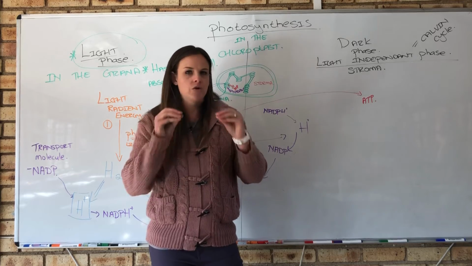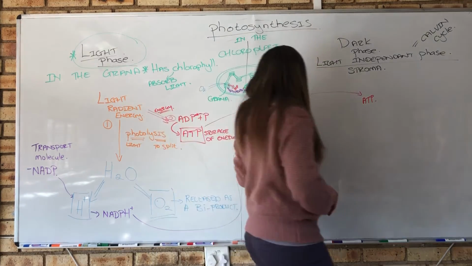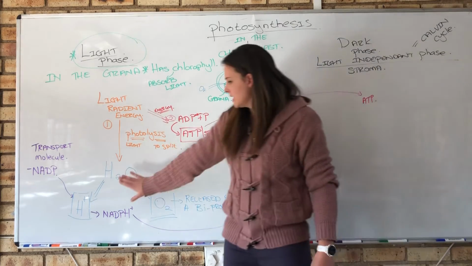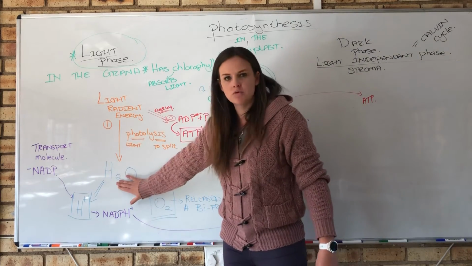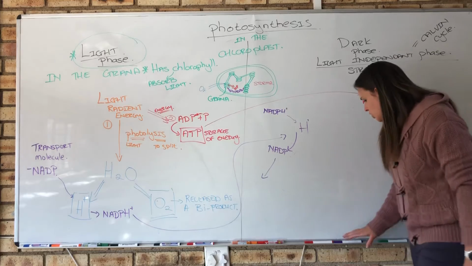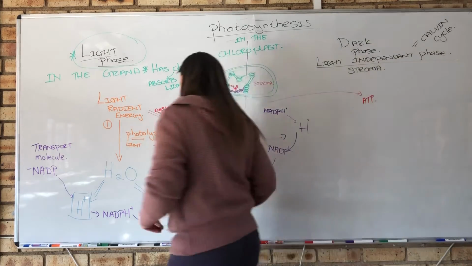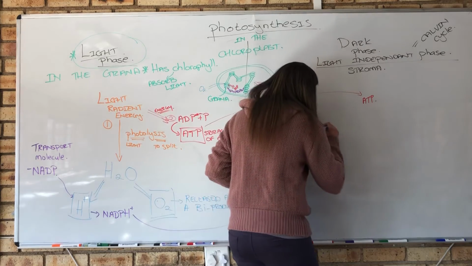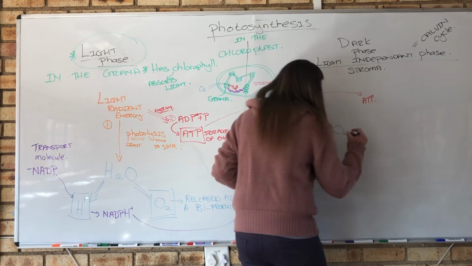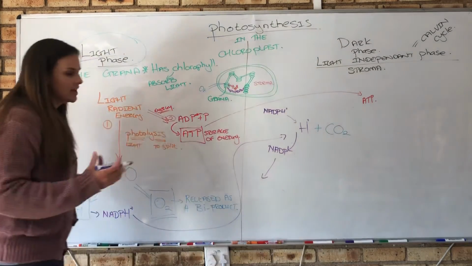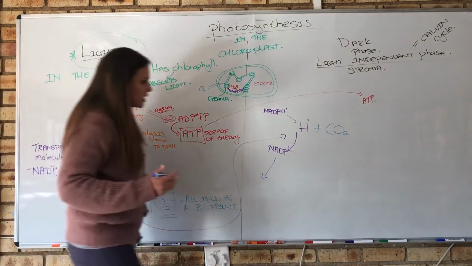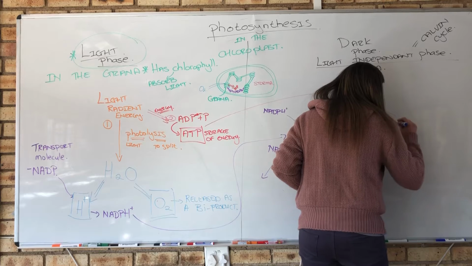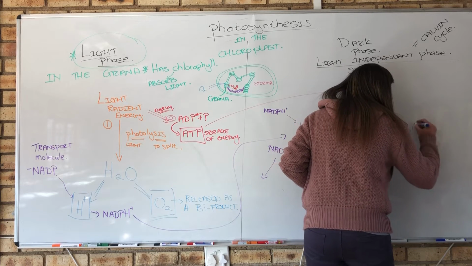All you need to know in this specific phase is that we have our high energy hydrogen atoms, and those hydrogen atoms come from the light phase by the splitting of water, and we're going to combine it with carbon dioxide. Remember, guys, that carbon dioxide is the other requirement for this process. So we take our hydrogen, we combine it with our carbon dioxide, and we produce glucose, C6H12O6, which is glucose.